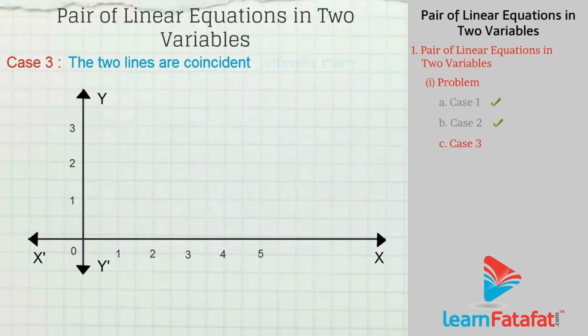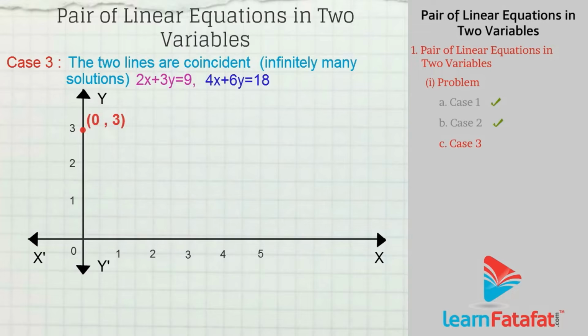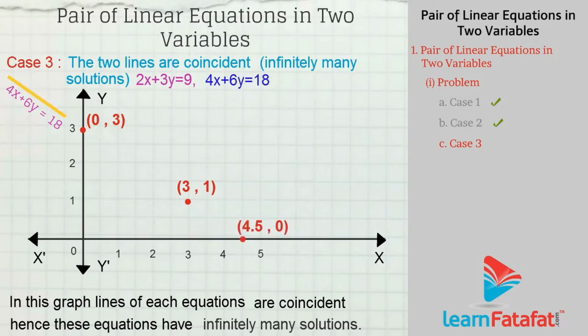Case 3. The two lines are coincident, that is, infinitely many solutions. Equations are 2x + 3y = 9 and 4x + 6y = 18, and the corresponding graph is shown. This graph shows that the lines of each equation are coincident. Hence, these equations have infinitely many solutions.